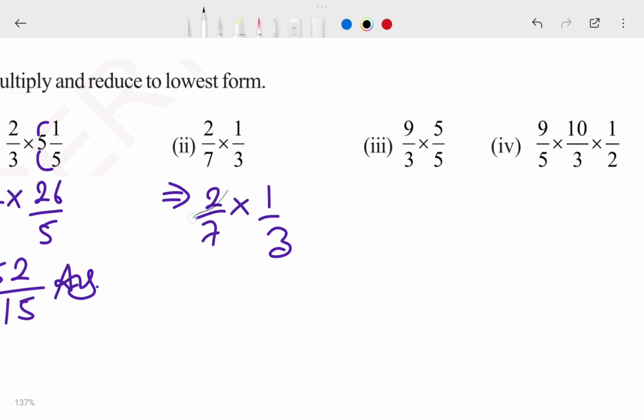Now let's see, will 2 or 7 divide? No, it cannot divide. Will 1 or 3? Yes, it can divide, but the answer will be 3 only. If you divide 1 into 3, the answer will be 3 only. If you divide 3 into 1, it is not possible. So here division is not possible.